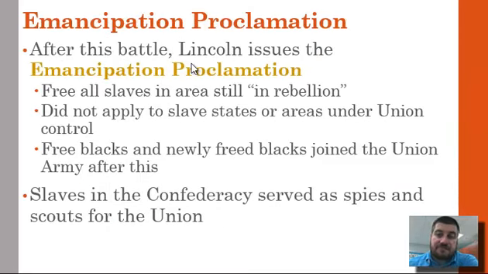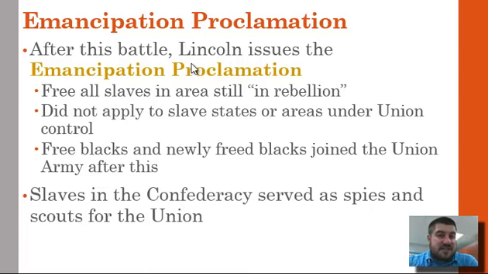During the middle of the war, Lincoln issues the Emancipation Proclamation. And what this did is it frees all slaves in areas still in rebellion. Now, why didn't it apply to slave states or areas under Union control? Because we still had slave states in the Union. The border states are the slave states that did not secede. It's Missouri, Kentucky, West Virginia, once it finally does secede and split from Virginia, Maryland, and Delaware. All have slavery but did not secede from the Union.